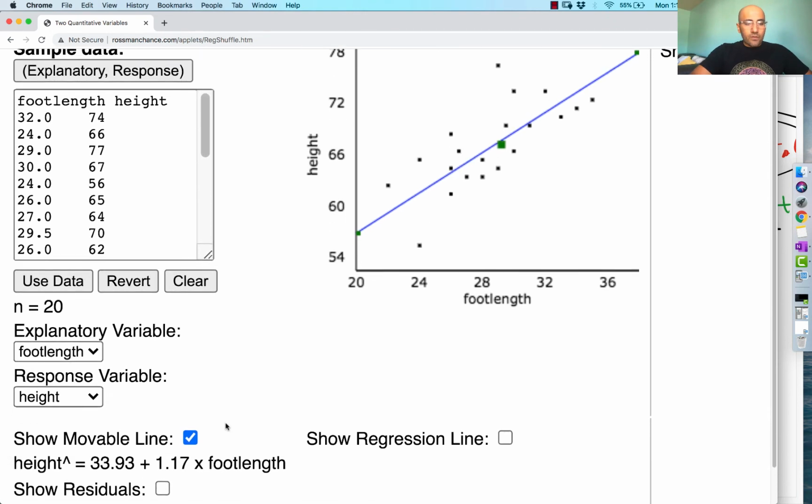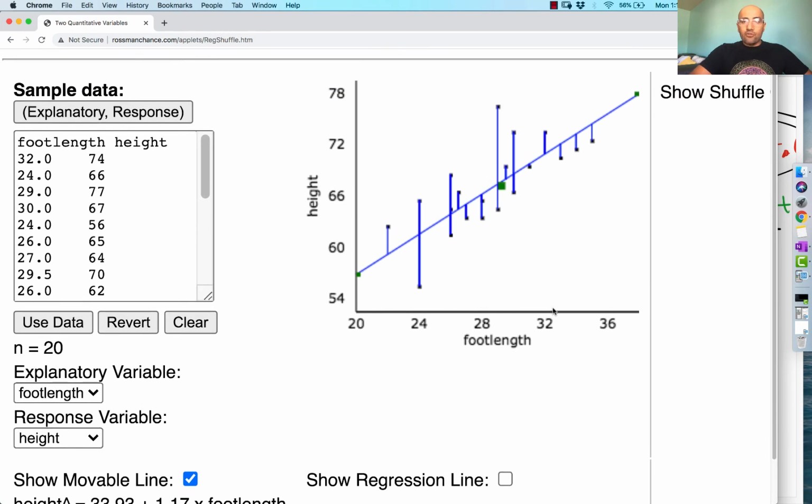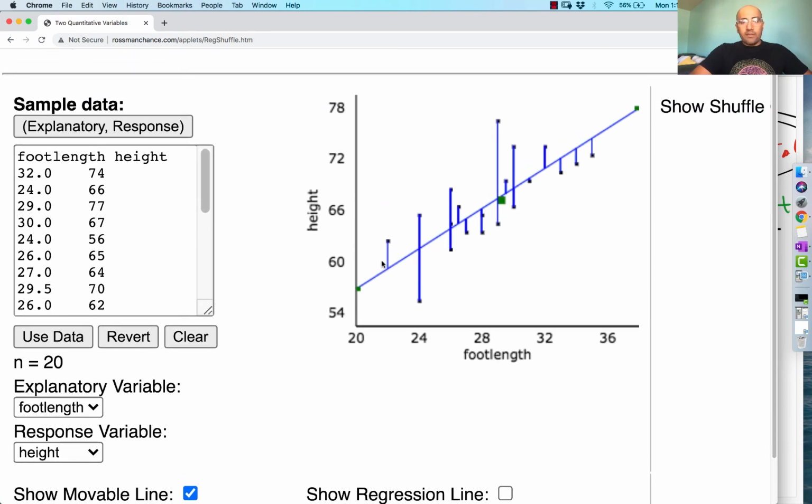So let's show the residuals. There they are. Right? We can visually see with this program the lengths of those residuals. This is a positive residual from there to there. From here to here is another positive residual.